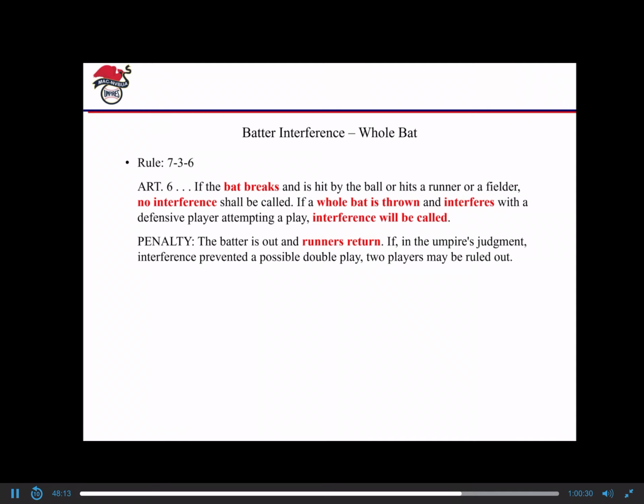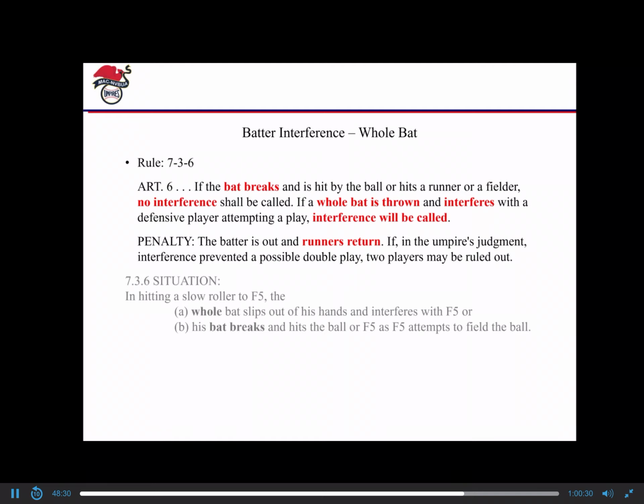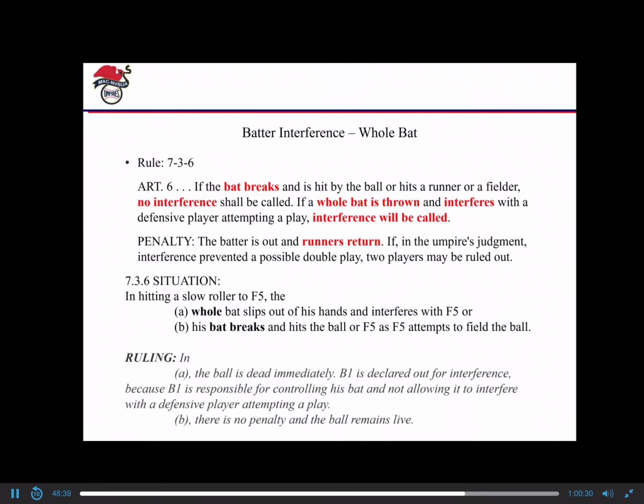Thrown bat, as we mentioned earlier, if it's thrown and it interferes with the fielder who's fielding the ball, then we have interference. If it's thrown at another fielder who's not fielding the ball, then we have nothing. Here's a case play, slow roller. The whole bat slips, interferes with that 5. The bat breaks and also interferes with that 5. If it's a whole bat, we have interference. If it's a broken bat, we have nothing. So that's the takeaway. Whole bat interference, broken bat, nothing.